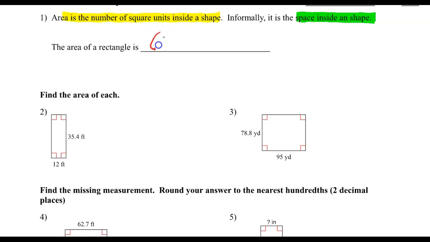And the area of a rectangle is base times height. Some people say length times width, but I'm going to use base times height.